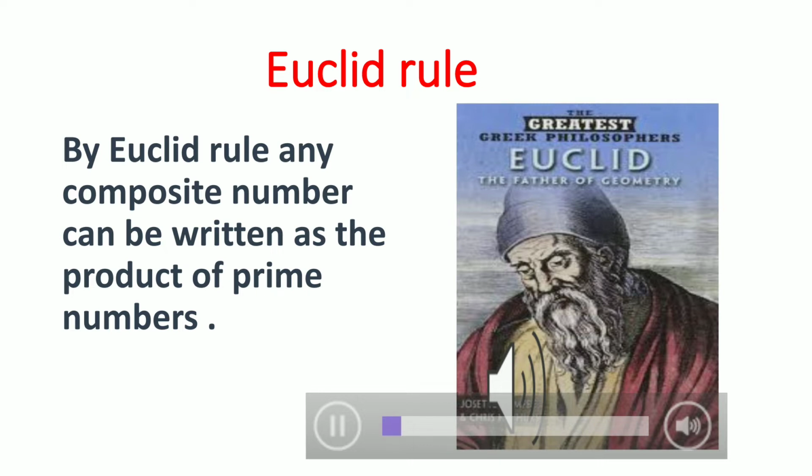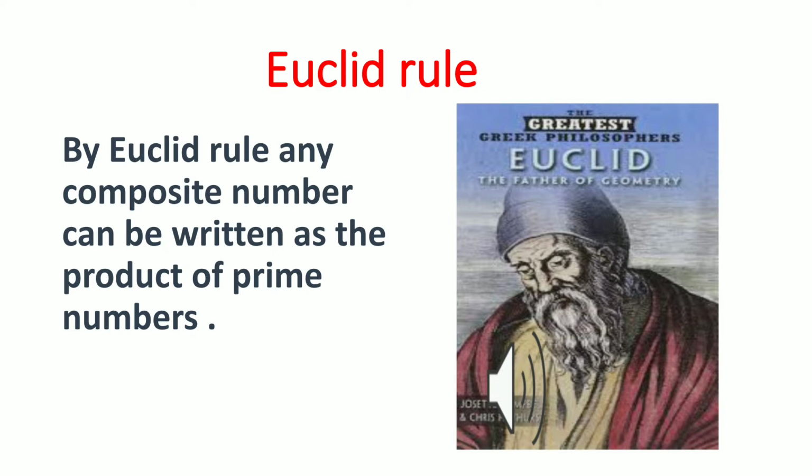You know the prime number. A prime number has only two factors, 1 and the number itself. You know composite number. A number which has more than two factors is called composite number. By Euclid rule, any composite number can be written as the product of its prime numbers.